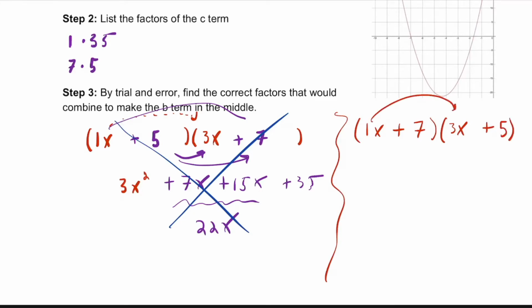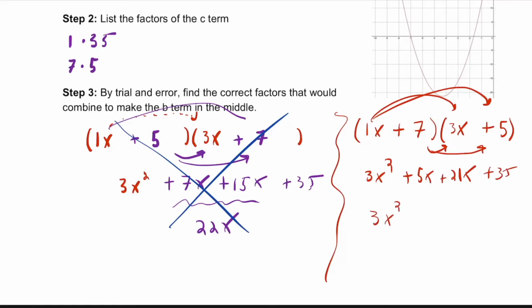1x times 3x is 3x squared. 1x times 5 is plus 5x. 7 times 3x is plus 21x, and 7 times 5 is plus 35. 3x squared plus 26x plus 35.